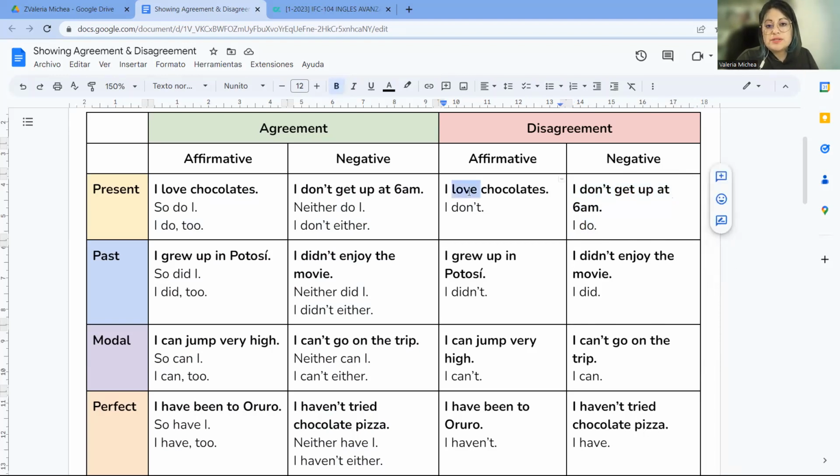And in the previous example, I don't agree with what you said because I feel something different about chocolates. I don't love them. All right, so that's the way you can disagree. It's quite easy. Of course, these ones are for the present.